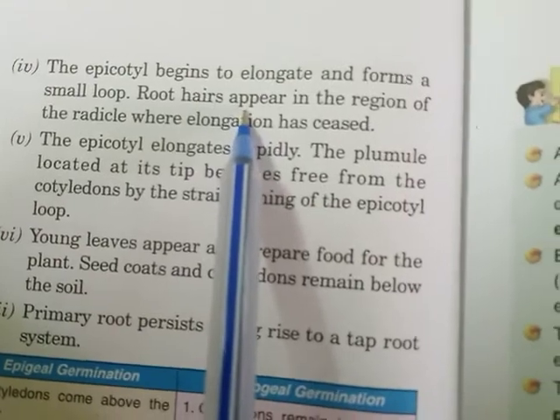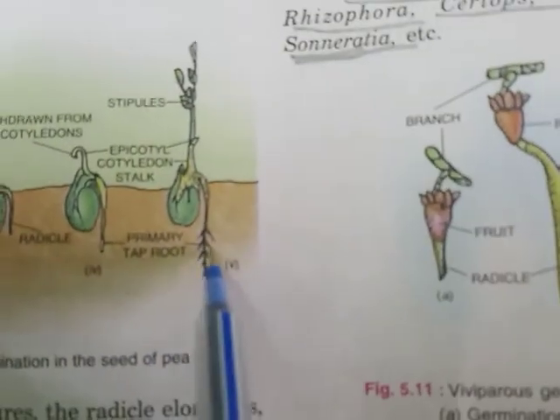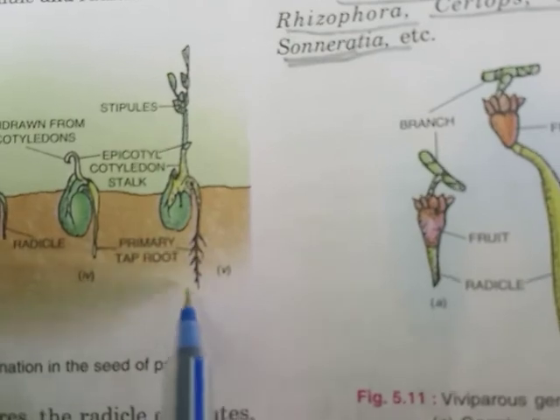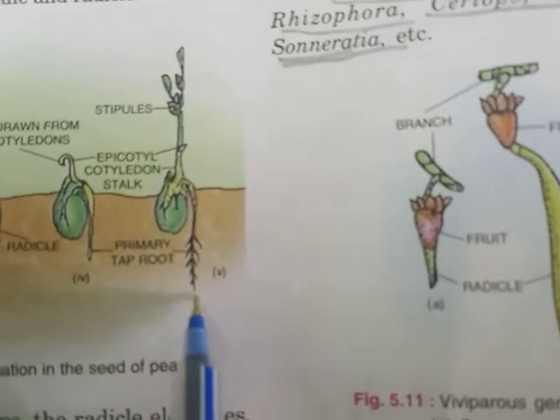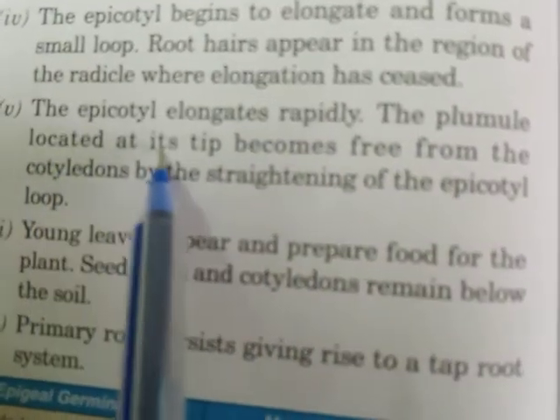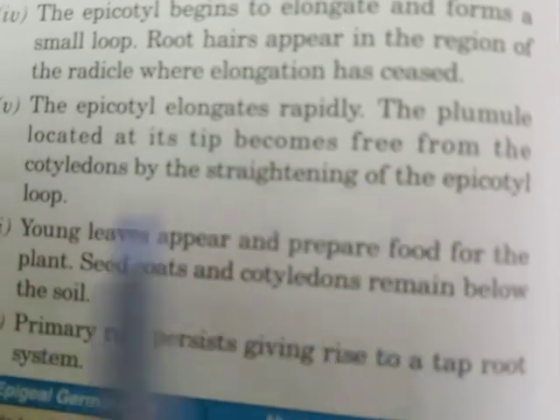Root hair appears in the region of the radicle where elongation has ceased. Now you can see the root hairs, and they appear in the region where elongation has ceased. Now the epicotyl elongates rapidly. The plumule located at its tip becomes free from the cotyledons by the straightening of the epicotyl loop.